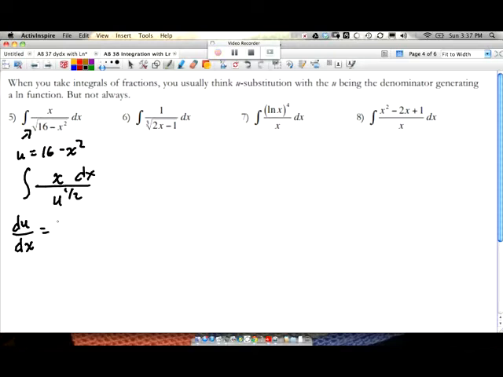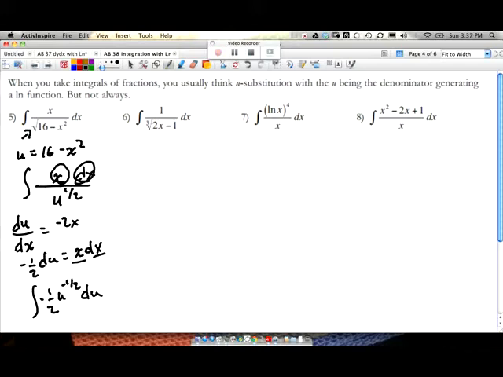So if I look at du/dx, that would just be negative 2x. Simplify it even more. Get rid of this negative 2, move over the dx. We get negative 1/2 du equals x dx. Now I can take out this x and this dx. Those are gone, replaced with a negative 1/2 and a du. And this u to the 1/2 is really u to the negative 1/2.